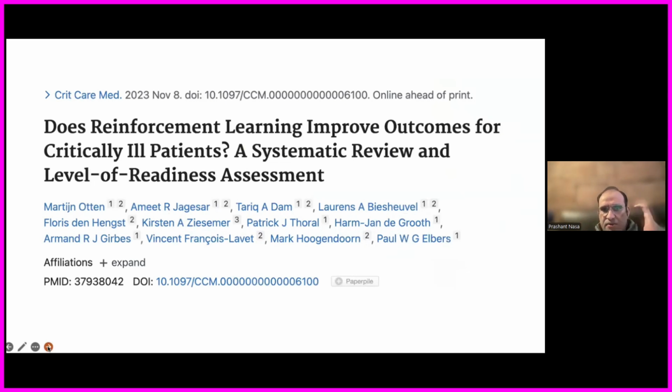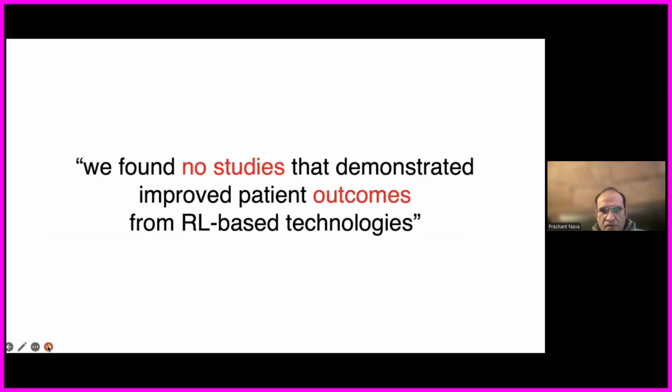So in this review, so far we have seen that these so-called predictive models have been tested in smaller subsets of patients, but ultimately the question remains whether these models are now mature enough to be used at the bedside. This nice systematic review by Paul Elber and group looked at whether reinforcement learning can improve outcomes of critically ill patients. Have we reached that stage? Unfortunately, the authors found there are no studies to demonstrate that at present these so-called reinforcement-based technologies can improve patient outcomes. So I believe they are still in a testing stage.